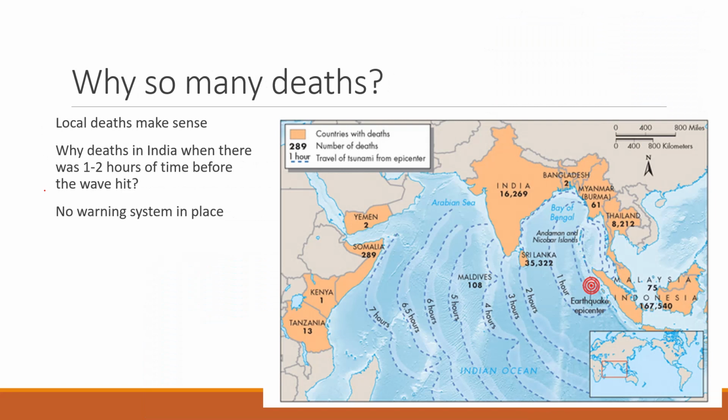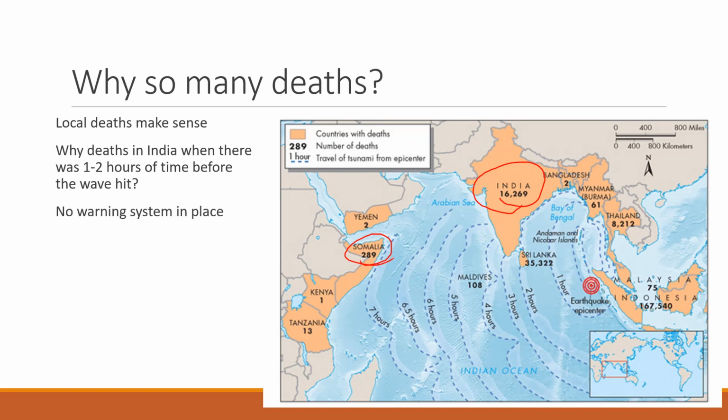Why did more than 200,000 people die? So the local deaths make sense. They didn't have a lot of warning time. But if we look at this map, the numbers are the numbers of people who died. The dotted lines are the times. India had 16,000 people die. They had more than an hour's warning. Somalia had 7 hours of warning and almost 300 people died. Why? The warning system was not in place. We didn't have a warning system that told us about tsunamis, and people didn't know about tsunamis. They didn't know as much.